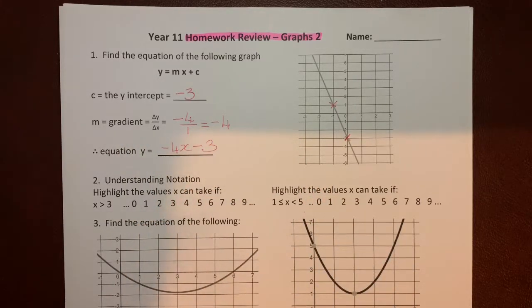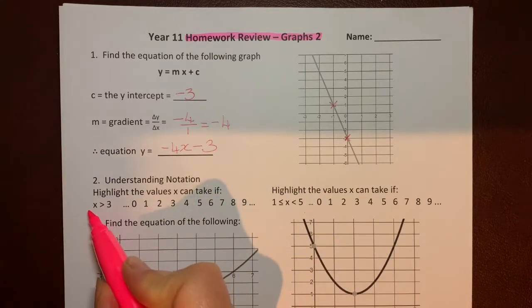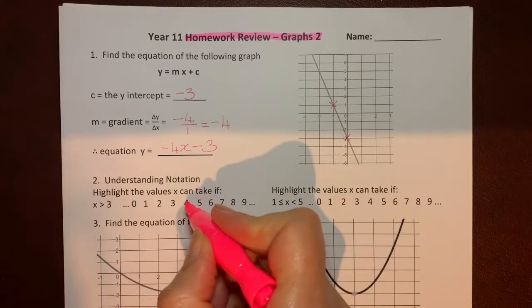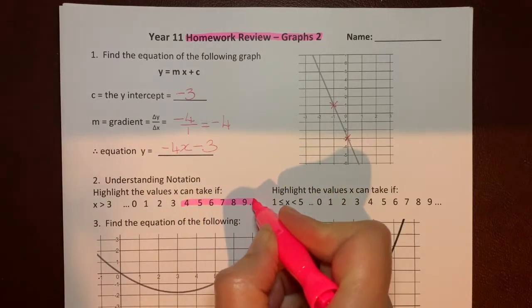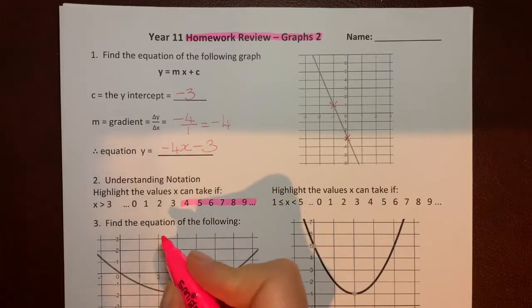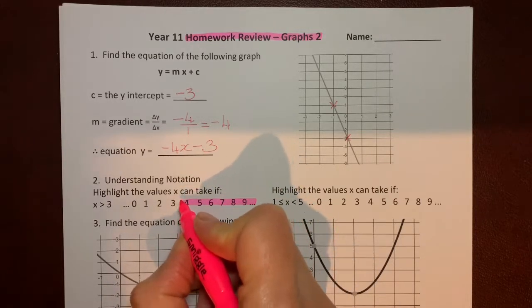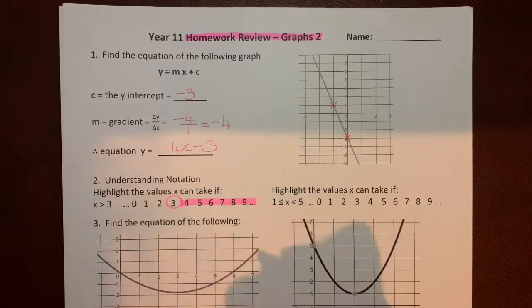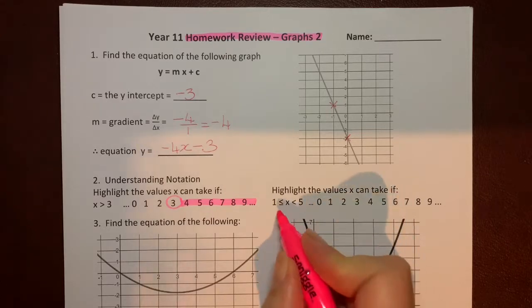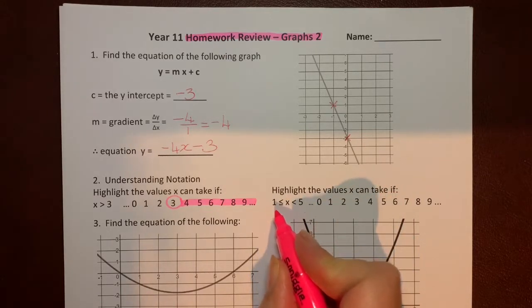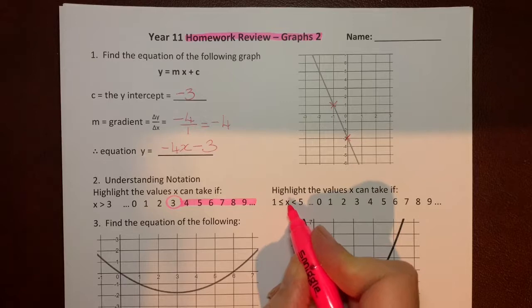Question number 2 is just helping us with the notation that we use for our piecewise functions. So it tells me to highlight all the values where x is greater than 3. So that means that x can be any of these values there. And if it was a piecewise function, I could say that it does not include 3.